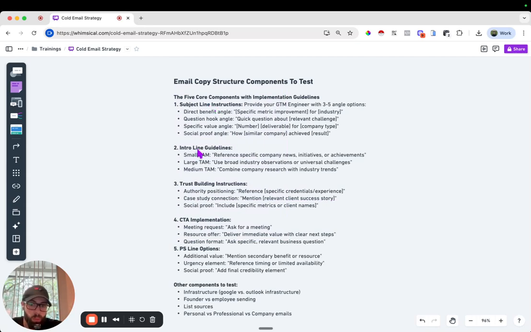And the 5 components are the following. We have subject lines, intro lines, and trust building lines as well, and there could be 1 or 2 of these. There could be call to actions, and then finally a PS line. So I'll speak a little bit to these and how I see them.